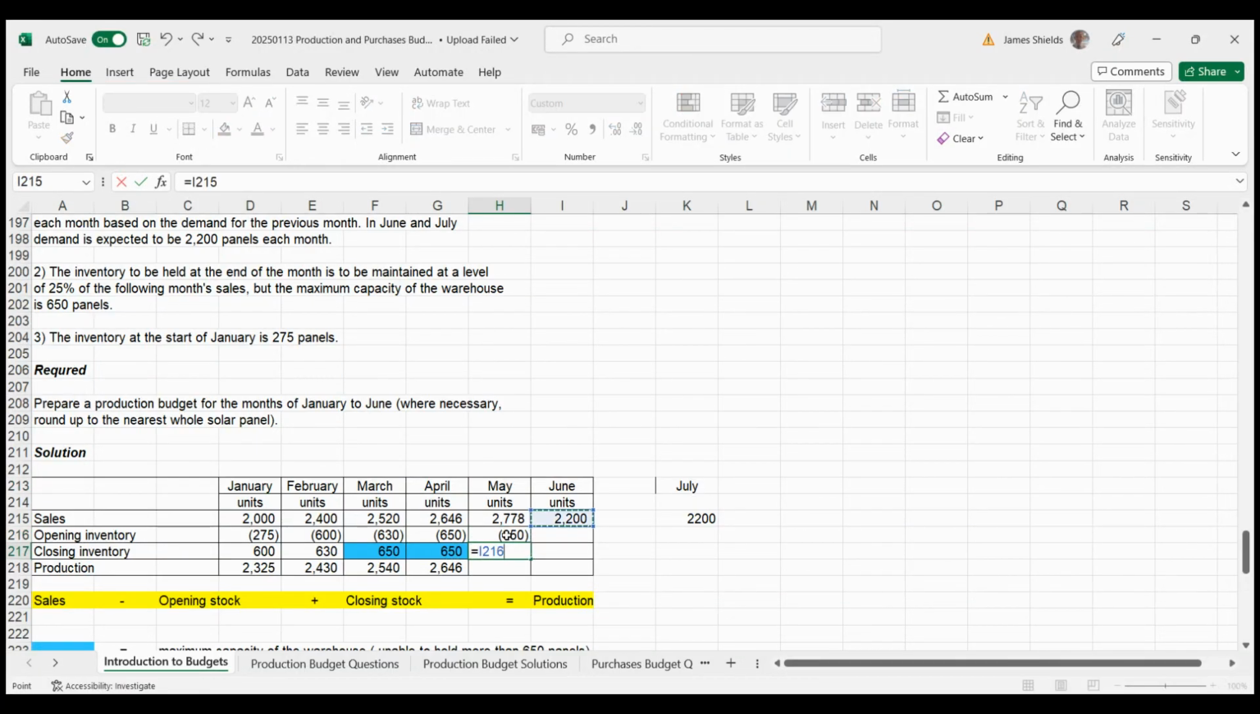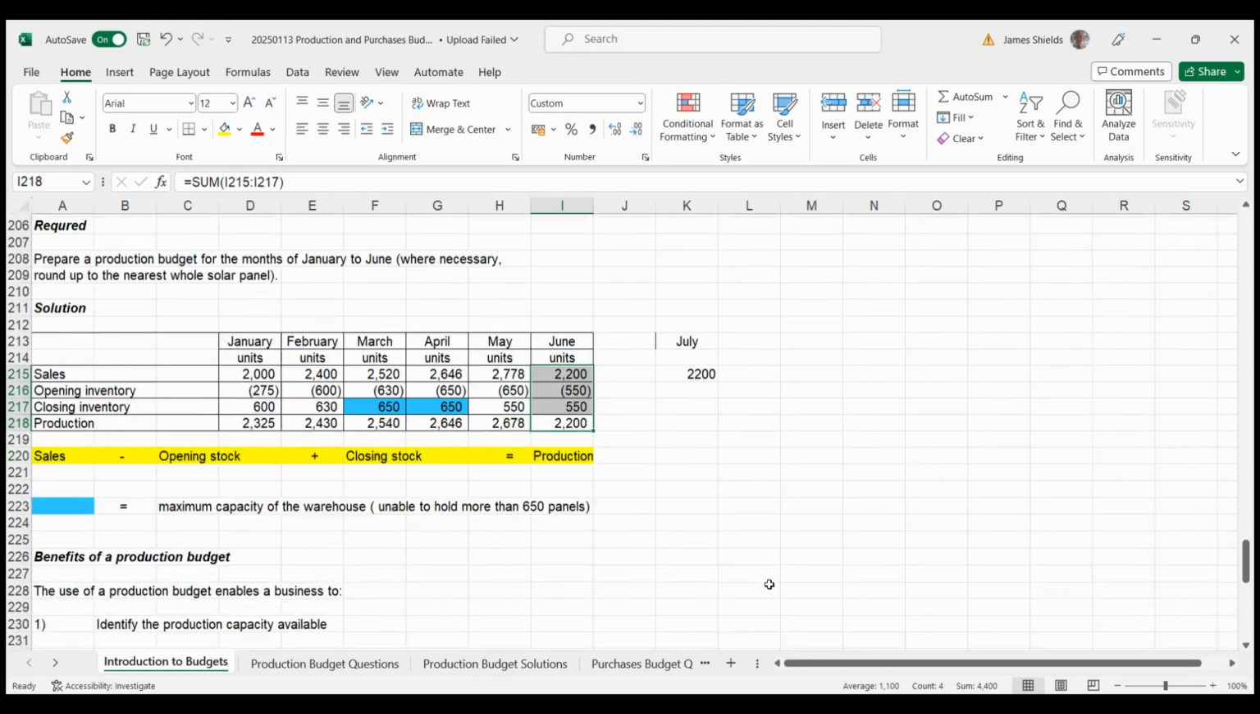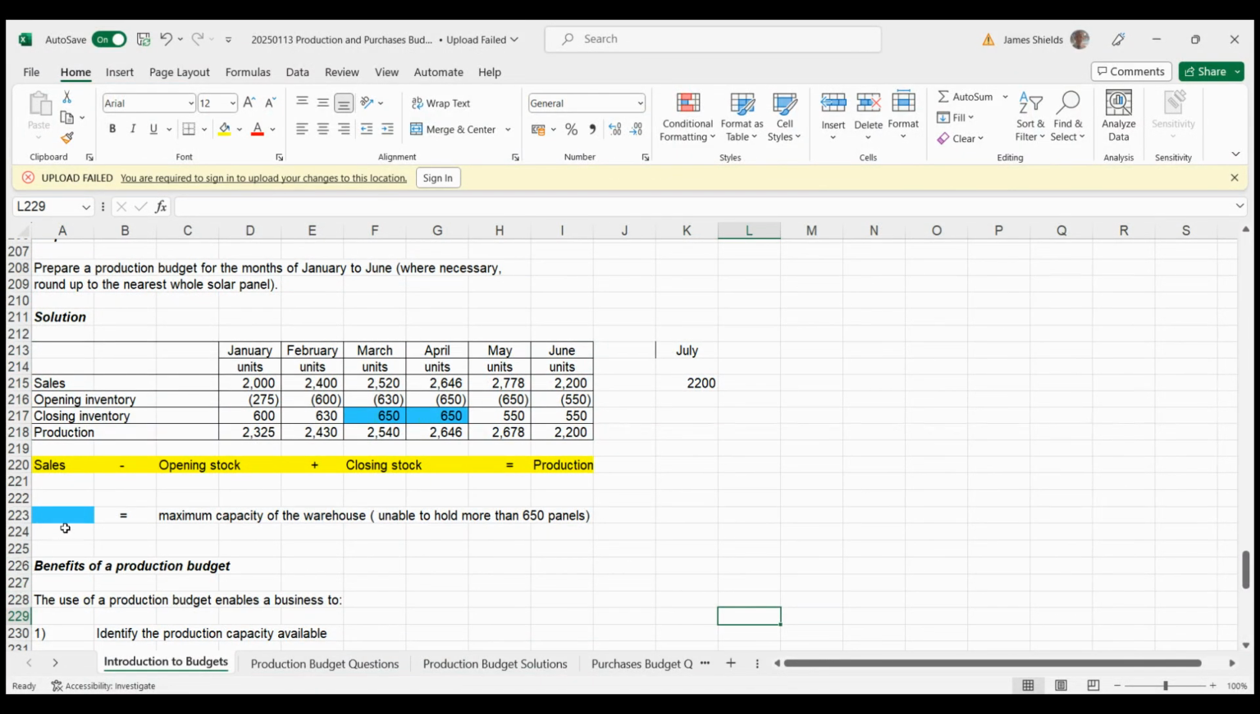Closing inventory will be 25% of the following month's units. Are we back below 650, so we're okay. And the production will be 2,678. Right, June. Opening inventory will be last month's closing inventory. Closing inventory will be 25% of the next month's sales. And production then will be for June 2,200 units. So remember, the blue bit that I've highlighted is the maximum capacity of the warehouse. And in this question, it's going to be 650 panels.